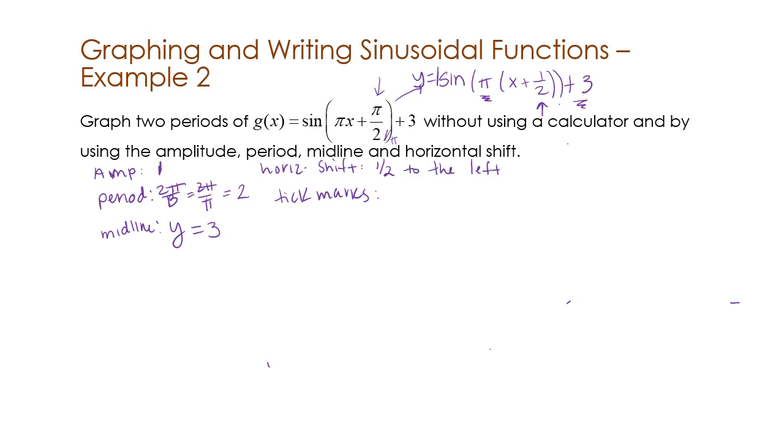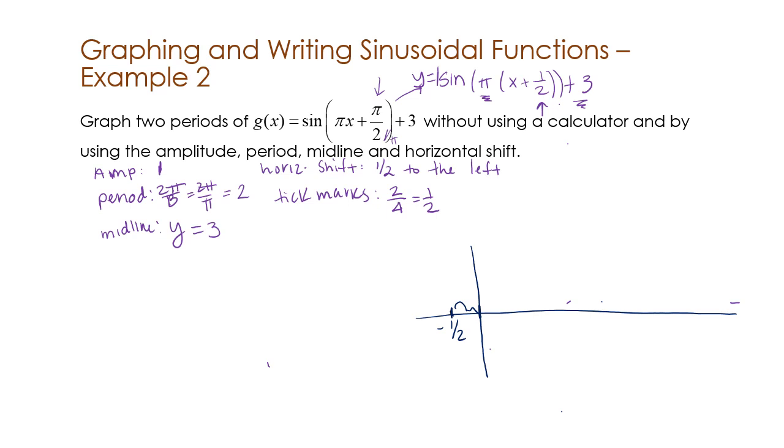And then our tick marks, again, you take that period, divide it by 4, so you get that the tick marks are going to be 1/2. So when I go to graph this, because of this horizontal shift, that's where my first tick mark is going to be. So I'm 1/2 to the left. Normally I would start here at 0. I need to go 1/2 in the negative direction. So that's where I'm going to start now.